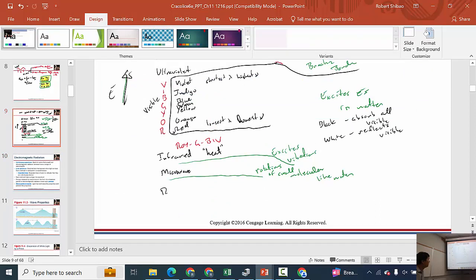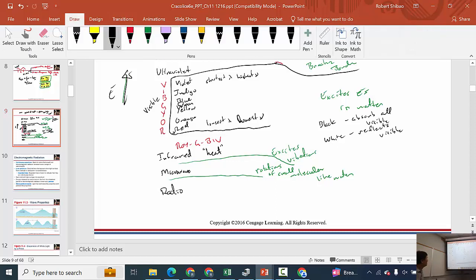Then we have radio waves. Radio waves can't do much except maybe excite electrons in metals. The electrons in metals are very loosely held. And so you could get the electrons in metals to oscillate with radio waves.